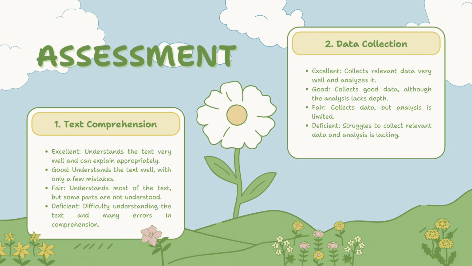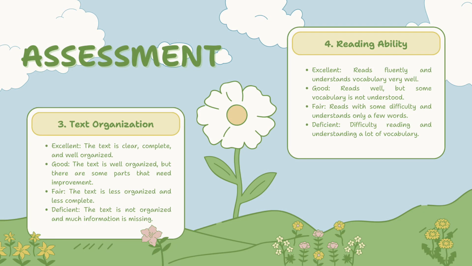The second is data collection. The excellent is collect relevant data very well and analyze it. The good one is collect good data, although the analysis lacks depth. The fair one is collect data but analysis is limited, and the deficient one is struggles to collect relevant data and analysis is lacking. Next is the text organization.